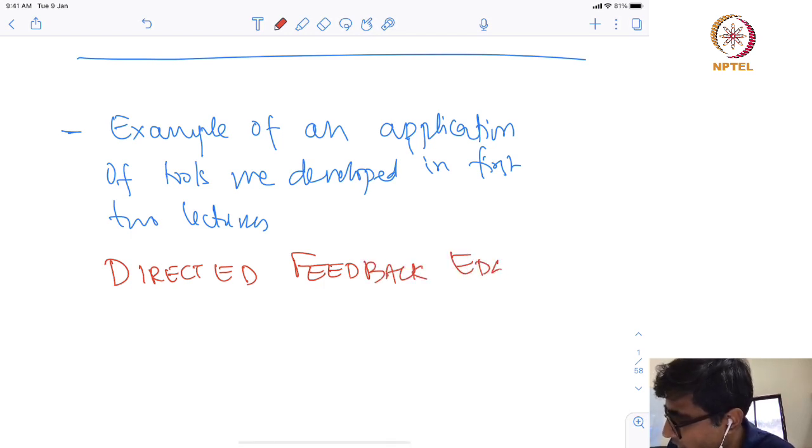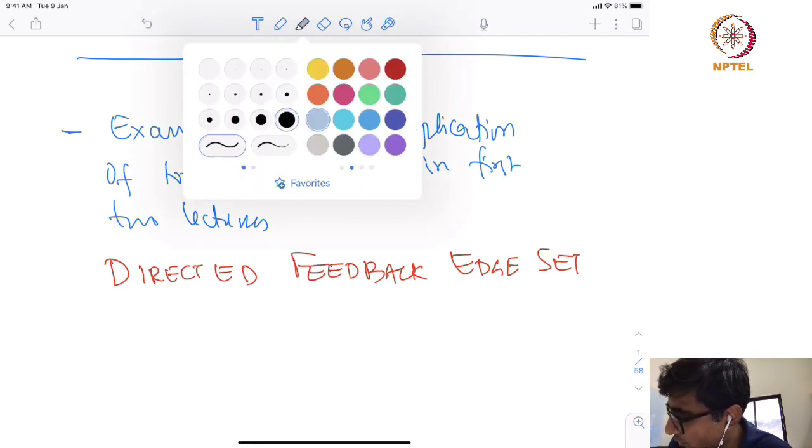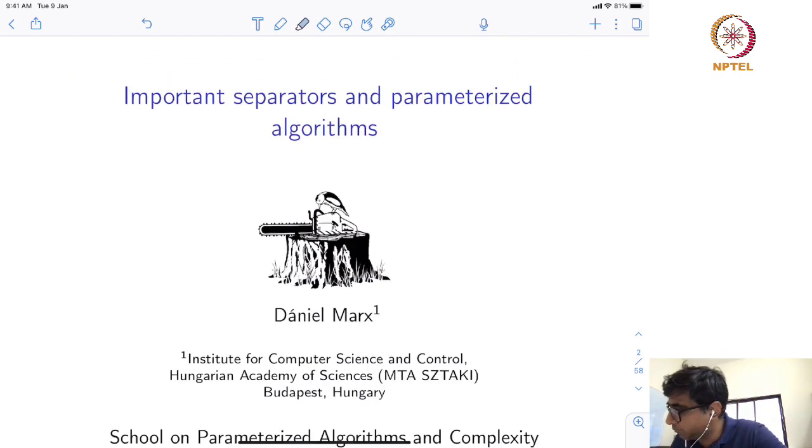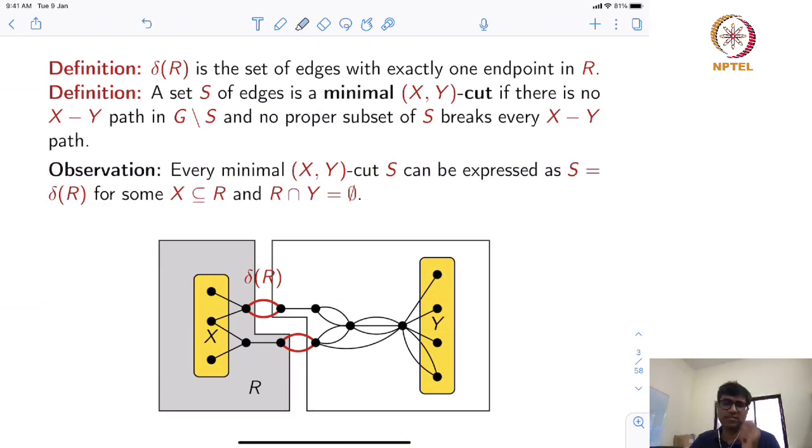Edge set. Okay, so that will be a goal, to design an algorithm for this. But before that, let's just revise some of the topics that we covered in the previous lectures.